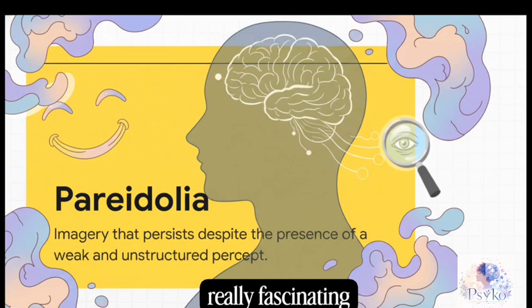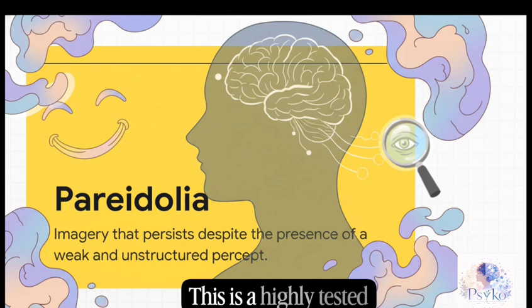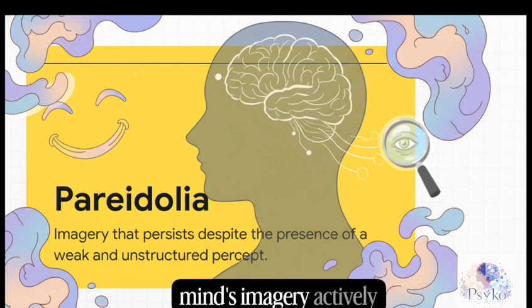Now, there's a really fascinating overlap between these two things, called pareidolia. This is a highly tested clinical definition you absolutely need to lock into your brain. Pareidolia happens when mental imagery persists alongside a weak, unstructured, but very real percept. It's a specific little intersection where your mind's imagery actively combines with the physical world around you.